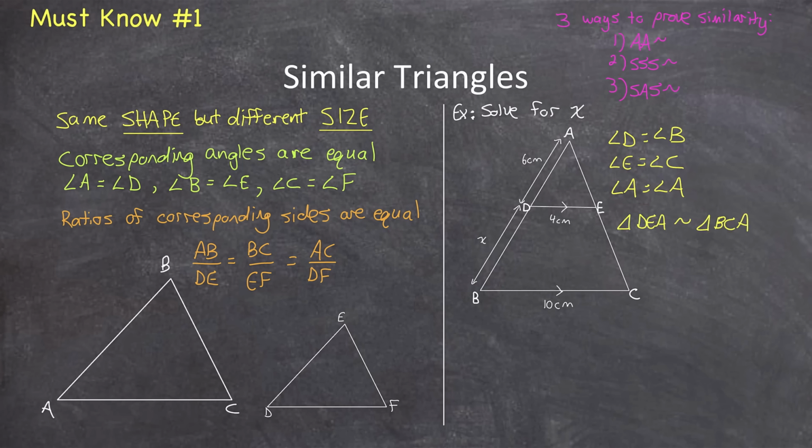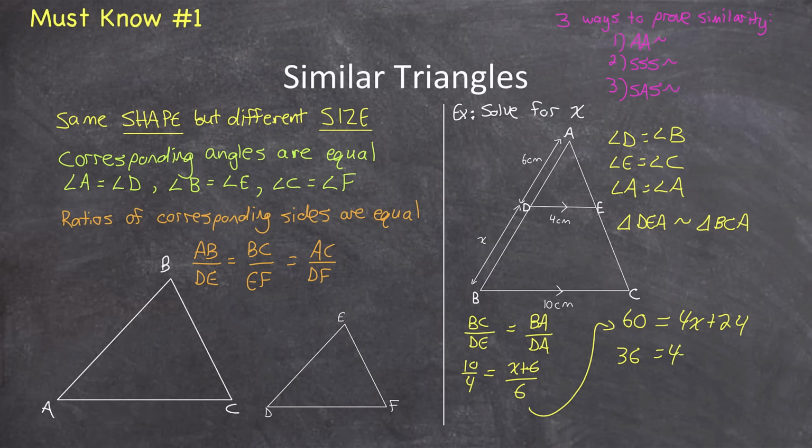And because I know that they're similar, I know that the ratios of corresponding sides have to be equal to each other. So I know that the length of BC divided by the length of DE is going to be equal to the length of BA divided by the length of DA. And then if I sub into this equation what I know, I can then solve this equation using algebra. I can cross multiply. 10 times 6 is 60, and 4 times x plus 6 is 4x plus 24. Solving this for x, I'd have 36 equals 4x. Divide by 4, I have x equals 9. There you go. Now you can see how to use properties of similar triangles to solve for unknowns.